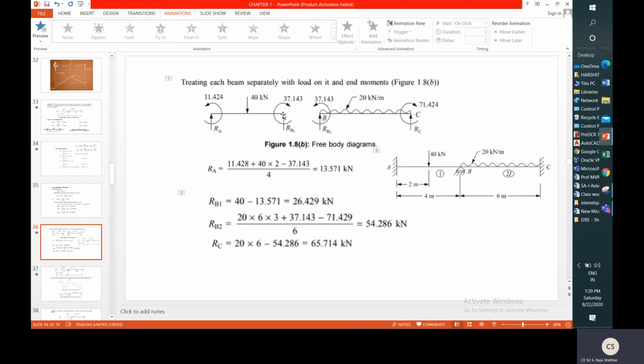Consider clockwise movement as negative and counterclockwise as positive. Whatever it is, clockwise movement is negative, counterclockwise positive.